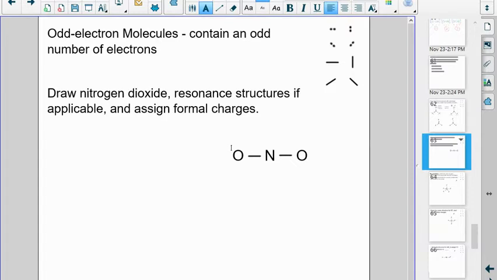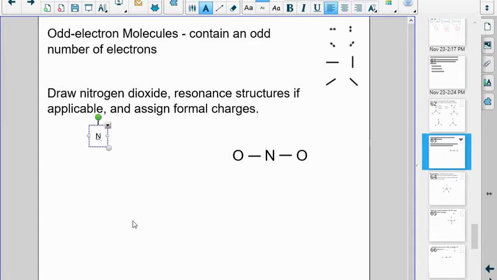Next up, we have odd electron molecules. These tend to be very reactive because of that having that odd number of electrons. All right, it says draw nitrogen dioxide, resonance structures if applicable, and assign formal charge. Here's the skeleton structure. How many electrons do I have?